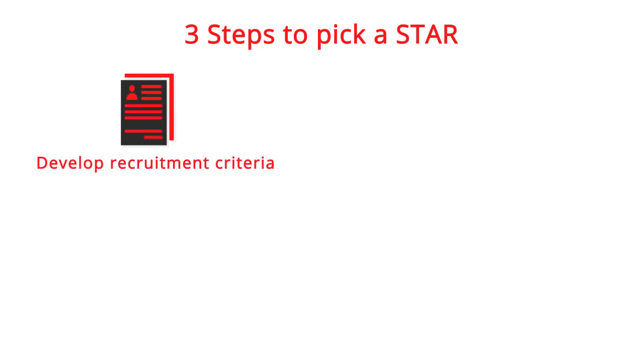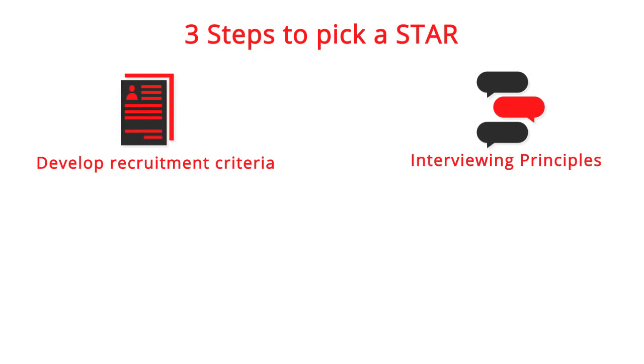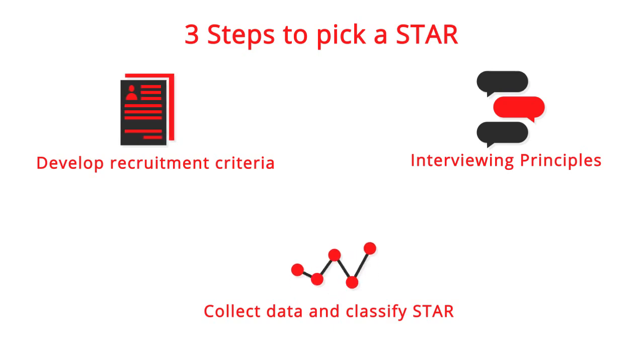Now, there are 3 steps to pick a star. Remember, the STAR tool is to help you pick a star candidate. What are these 3 steps? The first one is that as the company, before you start your interviewing, you should have developed a recruitment criteria. Secondly, you have your interviewing principles established. And then thirdly, you will collect data and classify your stars. Let's look at these steps in detail.